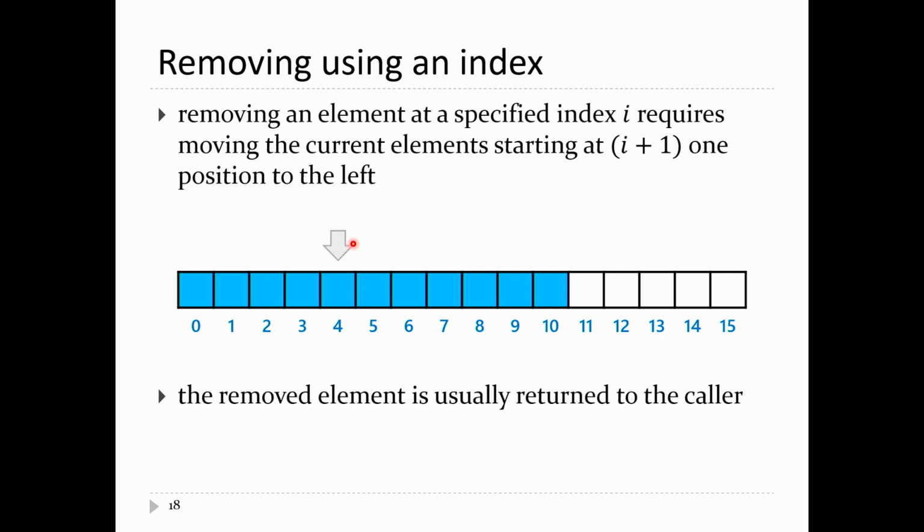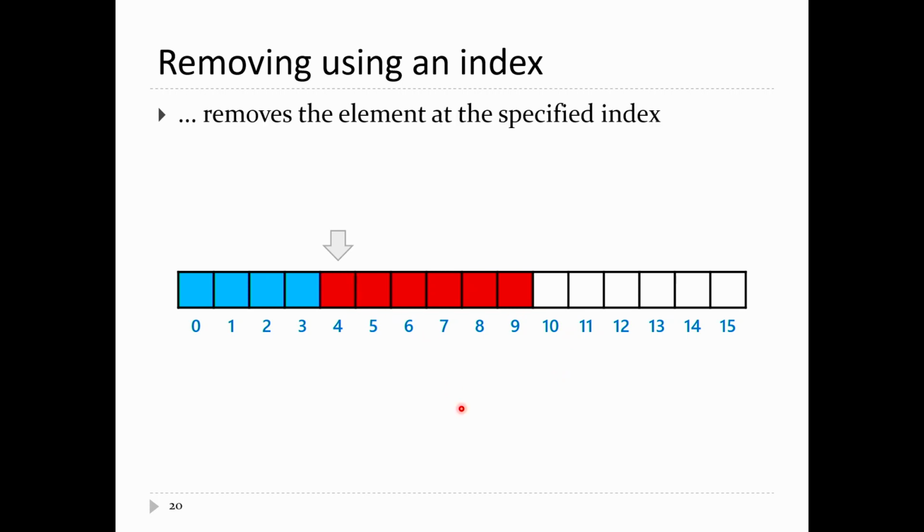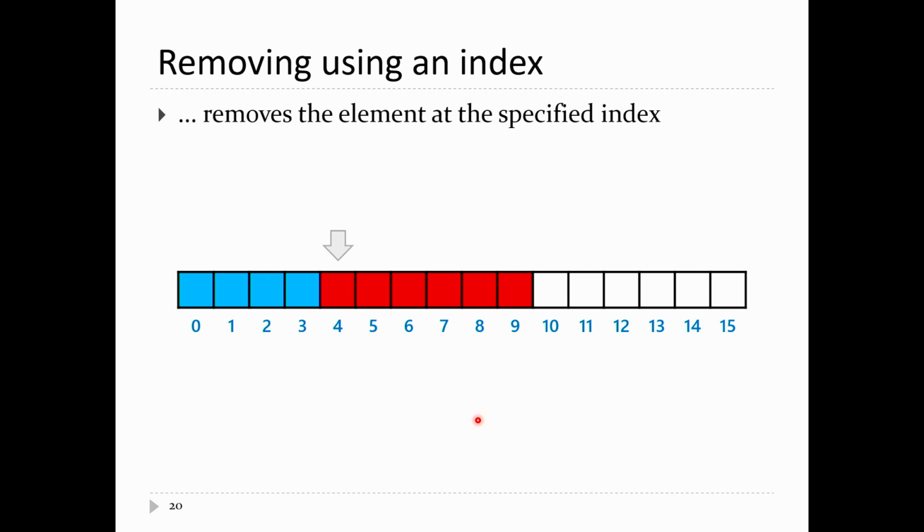Because lists are supposed to be a contiguous sequence of elements. So if I take something out of element 4, I need to shuffle everything over to the left by 1. In other words, I have to take elements 5, 6, 7, 8, 9, and 10 and move those over. But before I do that, I need to make a copy of the element at index 4, because I have to return that back to the caller. So copy element 4, and then move everything in red one position to the left, which decreases the size of the list by 1. Okay, so we're going to implement all of those methods, functions, hopefully today.